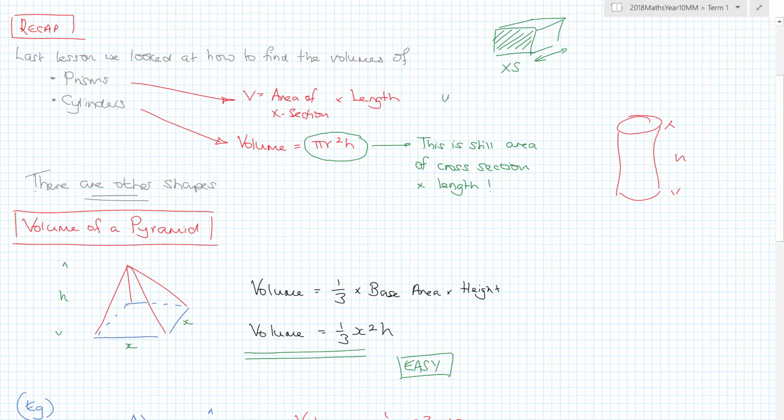Remember that your volume must be written in terms of units cubed. It must have that floaty 3 in every single answer you give. Unfortunately in exams, particularly with maths, if you don't, we knock lots of marks off.